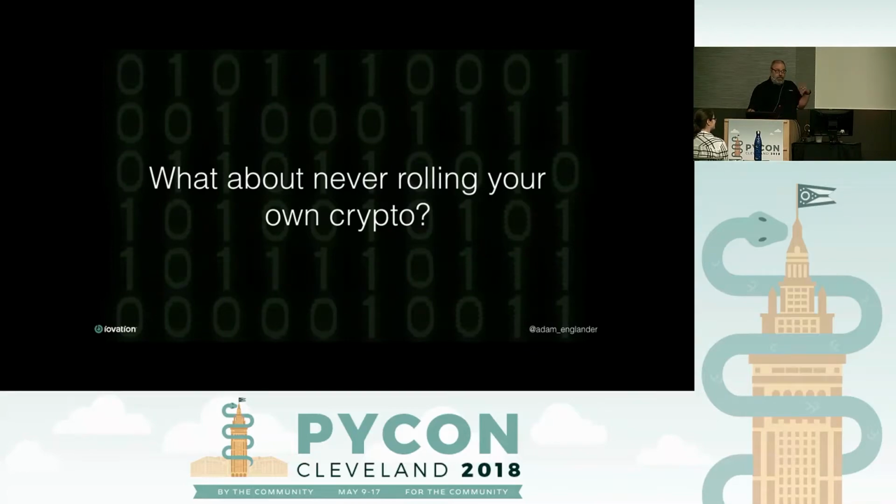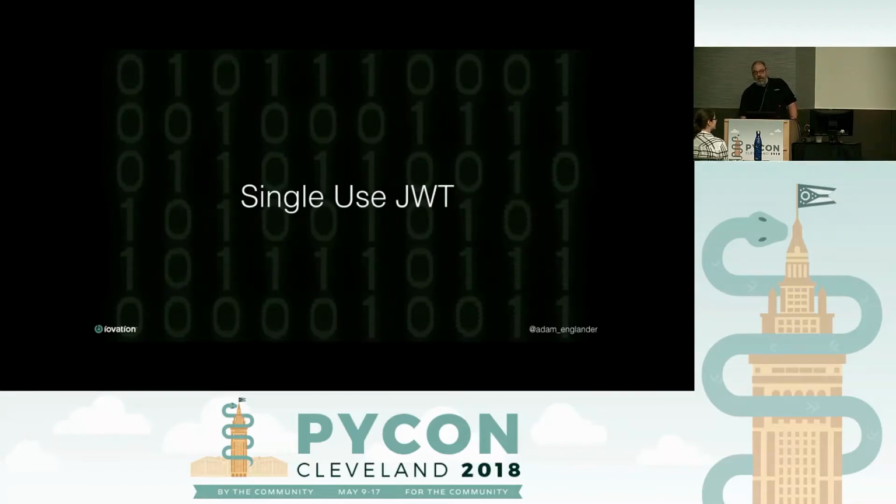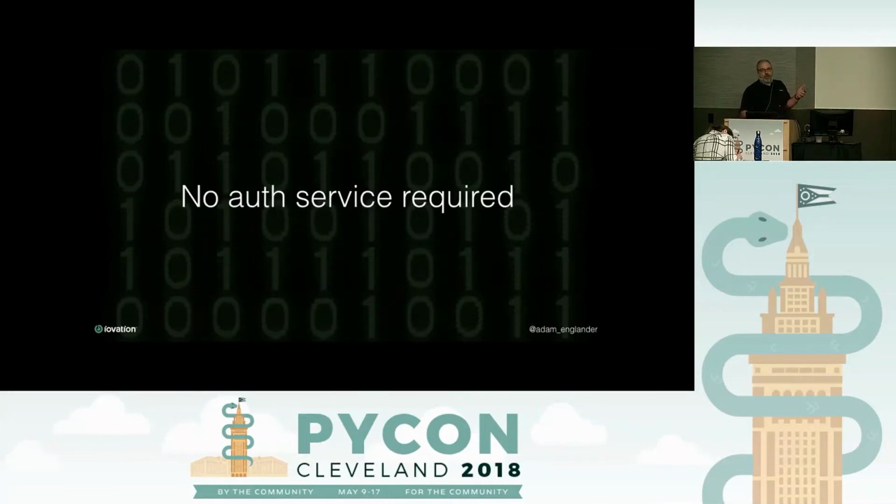So there is a middle ground, though. And what I use is a single-use JSON Web Token. So it's using all of the loveliness of a JSON Web Token that you see in OAuth or OpenID Connect. But the beauty of the JWT is that there's no auth service required, a single-use JWT, right? So the client creates a JSON Web Token and ships it along, and you don't have to hit an auth service.